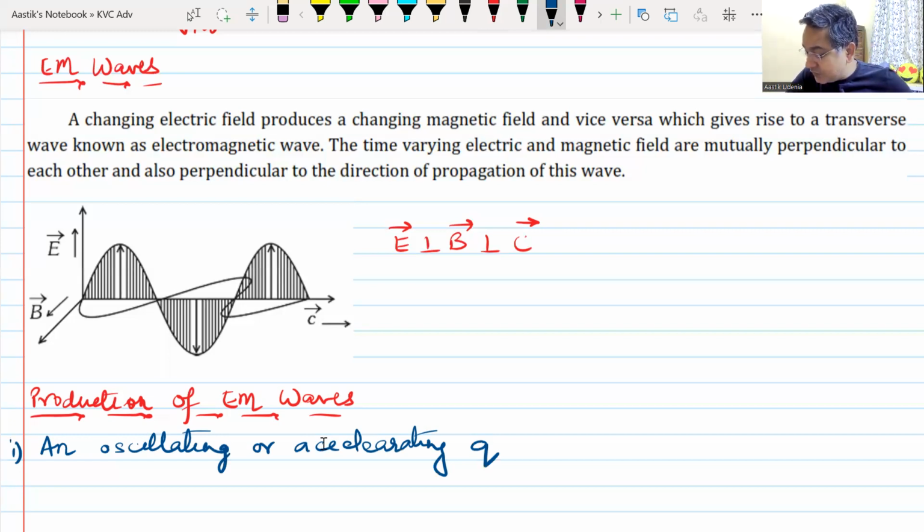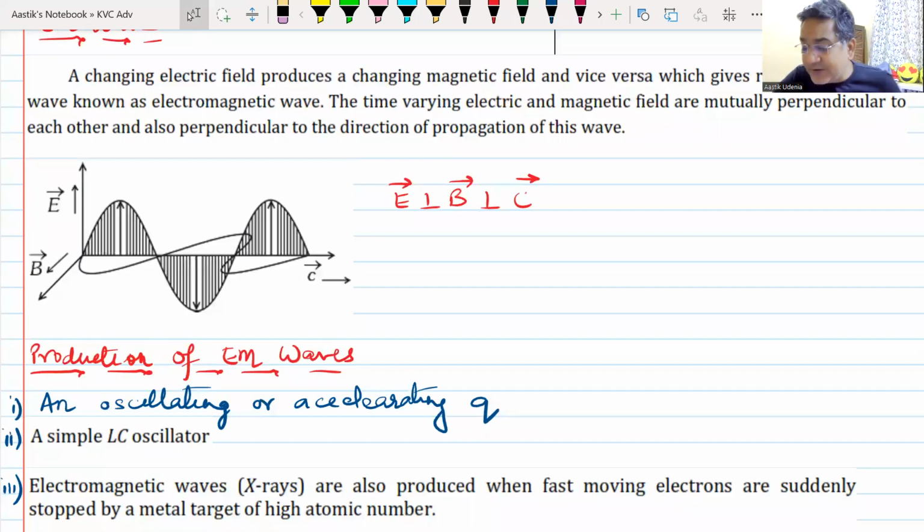EM waves are also produced. X-rays are also EM waves. EM waves are also produced when fast moving electrons are suddenly stopped by a metal of high atomic number. So these are the three different ways in which you can produce electromagnetic waves. What are the properties of electromagnetic waves?